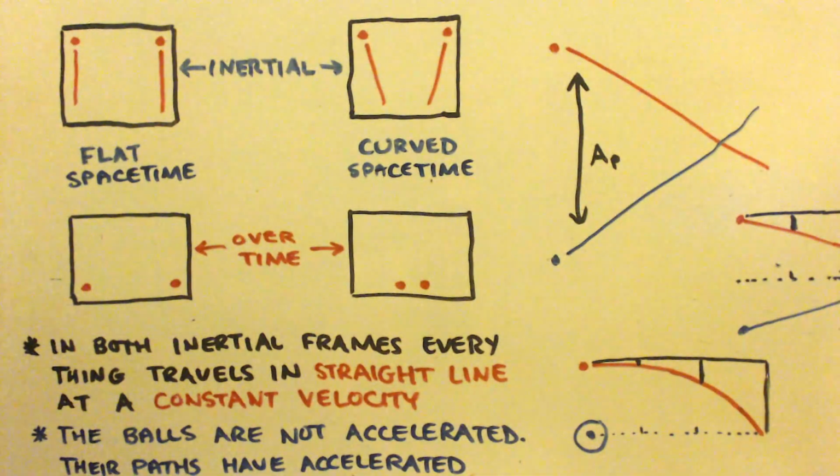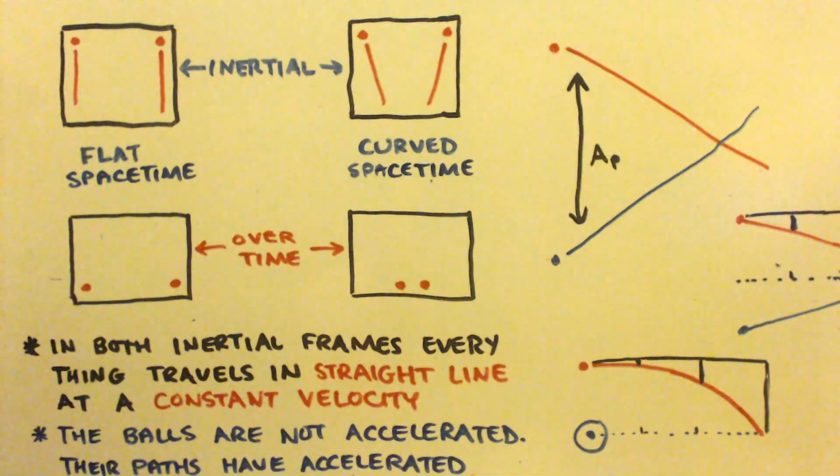Okay, we did the last video called two types of acceleration. This is the type that's about paths, right? In both inertial frames, everything travels in a straight line at a constant velocity. It's just that in this one, space-time's curved a little bit. So they're going to move in geodesic straight lines, which are curved, you know what I mean? They're radially in. The balls are not accelerated, though, okay? Their paths are accelerated towards one another. Therefore, the ball stays inertial, right?